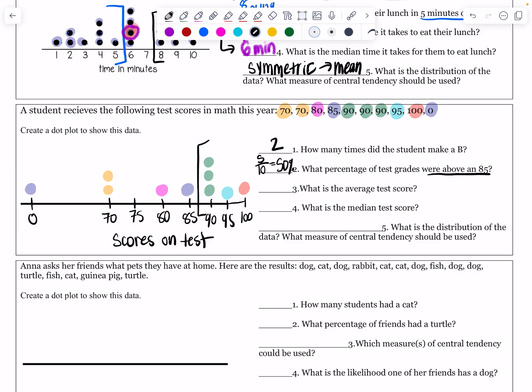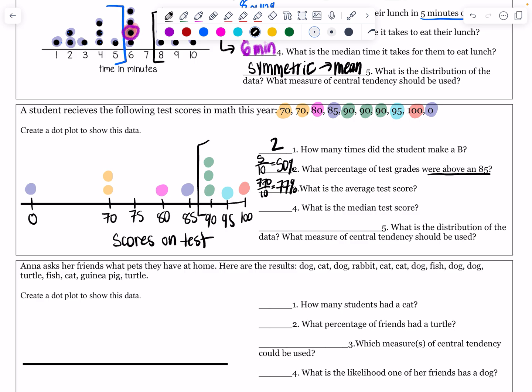Okay, what is the average test score? Again, I'd add all these up and I'd divide by 10. So when you do that, you'd go 70 plus 70 plus 80 plus 85 plus 90 plus 90 plus 90, and then we'd get 95 plus 100 plus that 0. It's going to bring it down a decent bit. That's 770, and so it's going to be 770 divided by 10. That is going to bring my average down to 77%. What is the average test score? 77%.